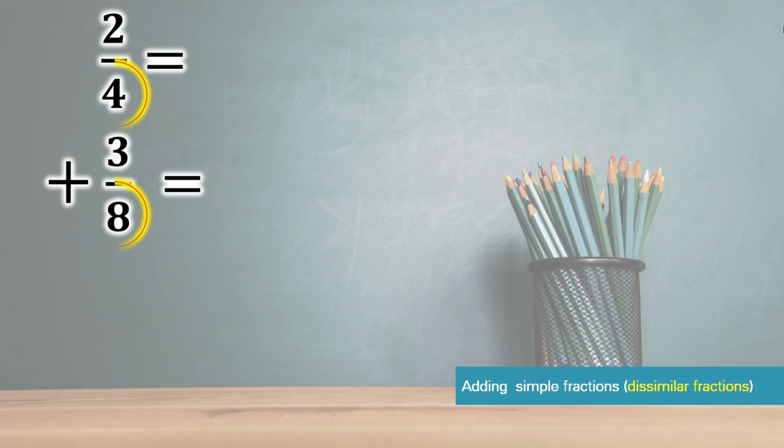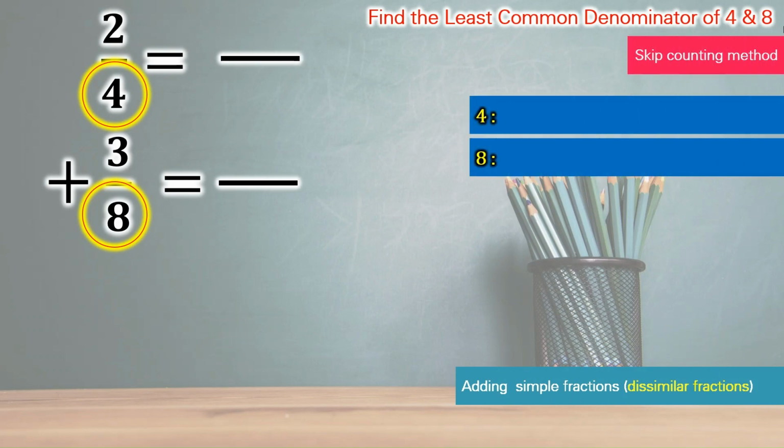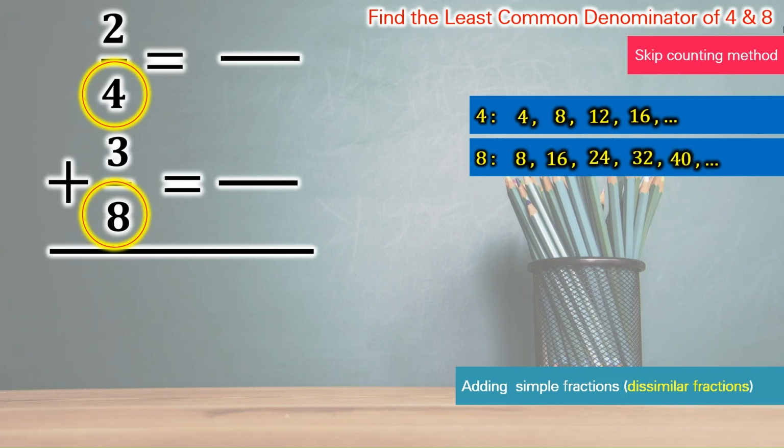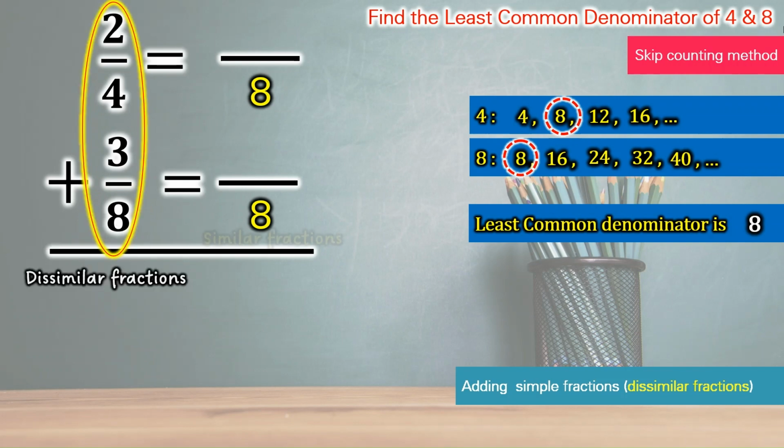As we notice, we don't have the same denominators. First step is to change dissimilar fractions to similar fractions. We must find the least common denominator of 4 and 8. Again, we will use the listing or skip counting method. For denominator 4, we have 4, 8, 12, 16 and so on. For denominator 8, we have 8, 16, 24, 32, 40, and so on. Our least common denominator is 8. We use 8 as our common denominator to change dissimilar fractions to similar fractions.